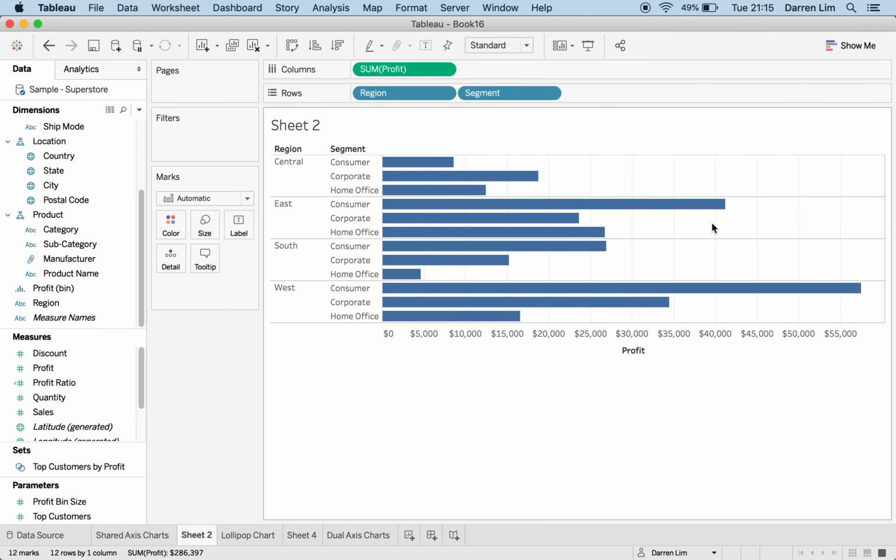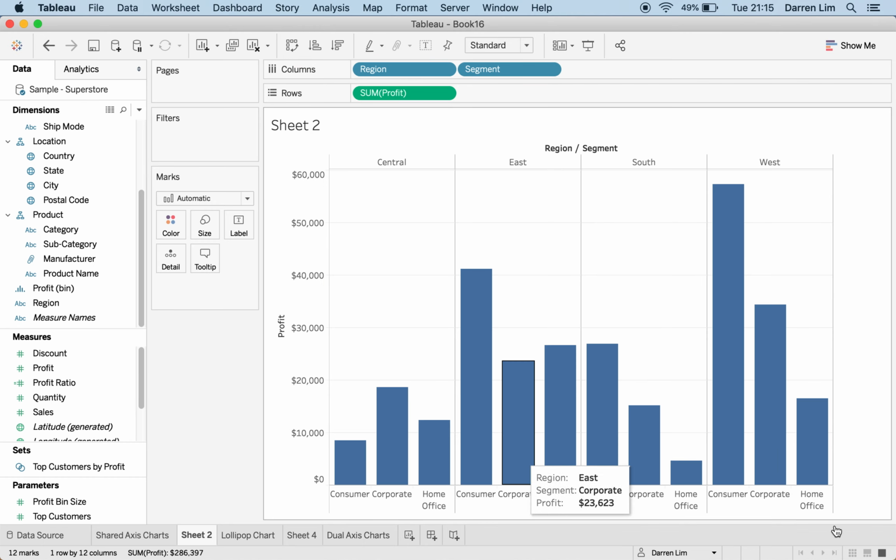Another thing to take note of is you can always transpose this using this button. What it will do is give you a vertical bar chart, which may or may not be what you want. So that's it for the shared axis chart. To recap, what a shared axis chart needs is just a measure against two categories or dimensions in Tableau. Remember, you can always switch the dimensions around to get different forms of comparison.